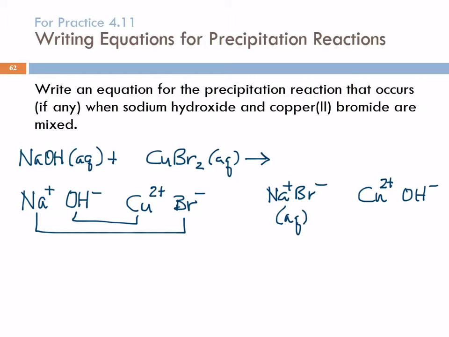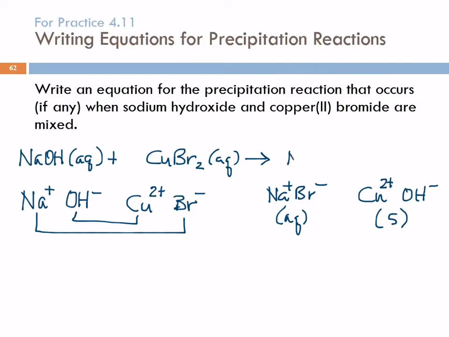How about copper with hydroxide? That's going to be insoluble. We go down to the bottom half of the chart. Hydroxide compounds are generally insoluble, except with calcium, strontium, and barium, they're slightly soluble. This is not an exception, so this is going to be a solid. Darn, now we have to finish this.